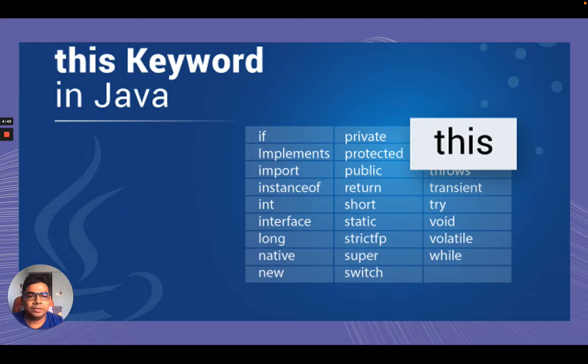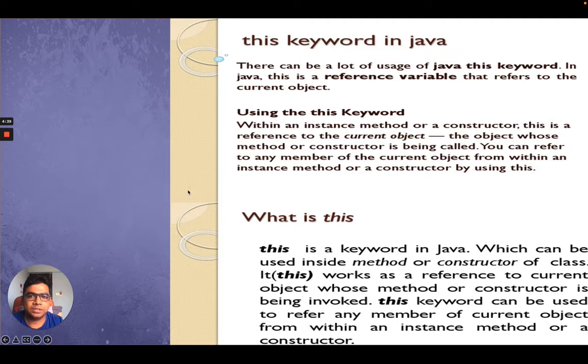So unlike many keywords in Java such as super, synchronized, this is one of the keywords that we have in Java. You can see on the screen there are lots of other keywords as well, but we'll learn about this only today. So this is a keyword in Java. There can be a lot of uses for this keyword.